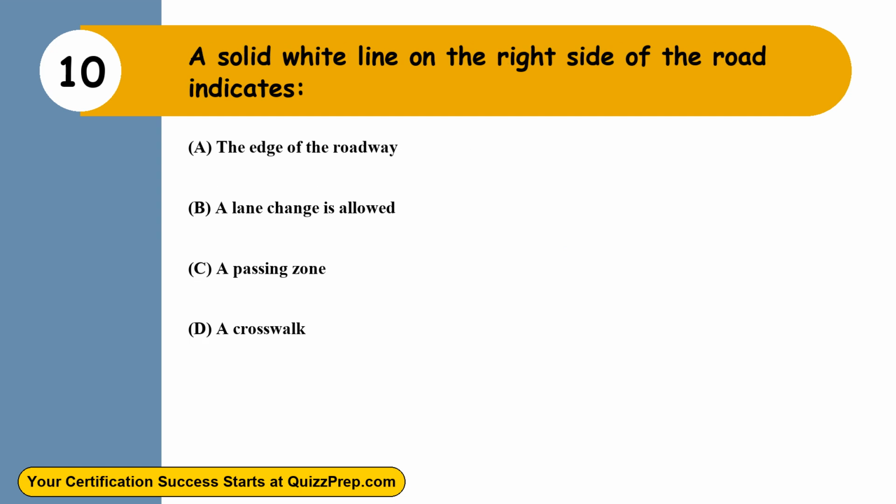Question 10. A solid white line on the right side of the road indicates Option A, the edge of the roadway. Option B, a lane change is allowed. Option C, a passing zone.